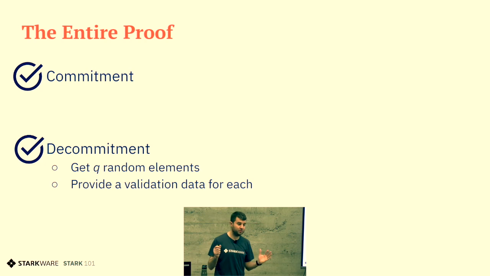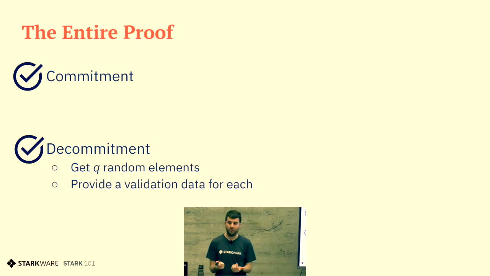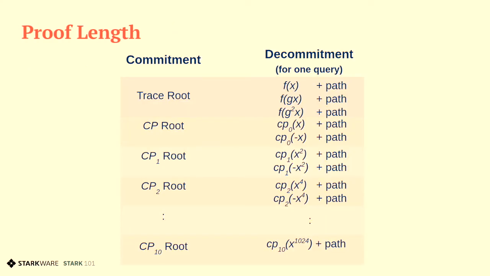So in the first 3 talks, you saw the commitment that the prover commits and sends to the verifier. And now we've just seen what the prover sends to the verifier for each query in order to convince the verifier that he actually did all the computation correctly. So now we still need to understand how much data the prover sends to the verifier to convince him.